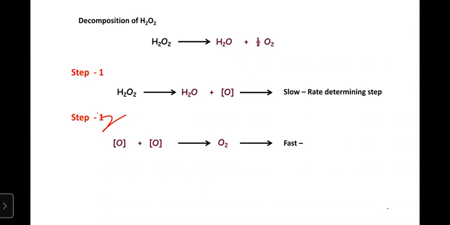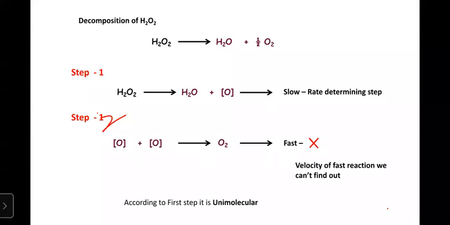Is it possible to predict the molecularity of the reaction for a fast reaction? Here the velocity of a fast reaction we cannot find out, right? So according to the first step, that is unimolecular only, right? Here the molecularity is nothing but a theoretical concept.